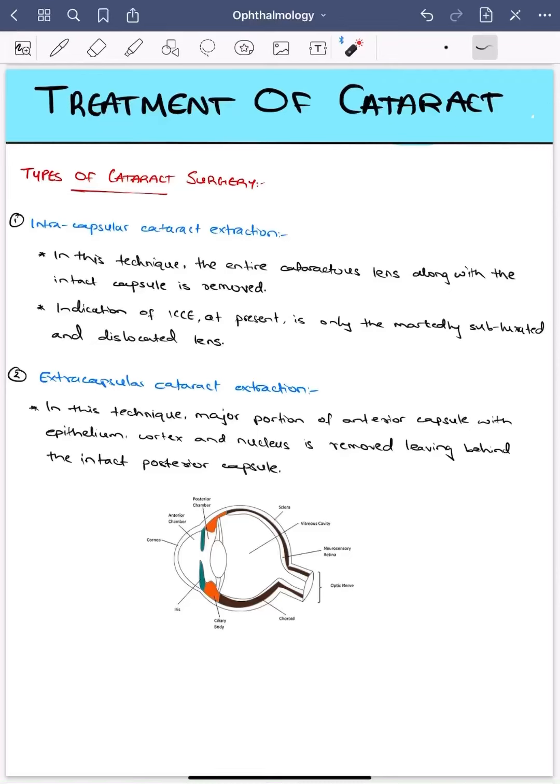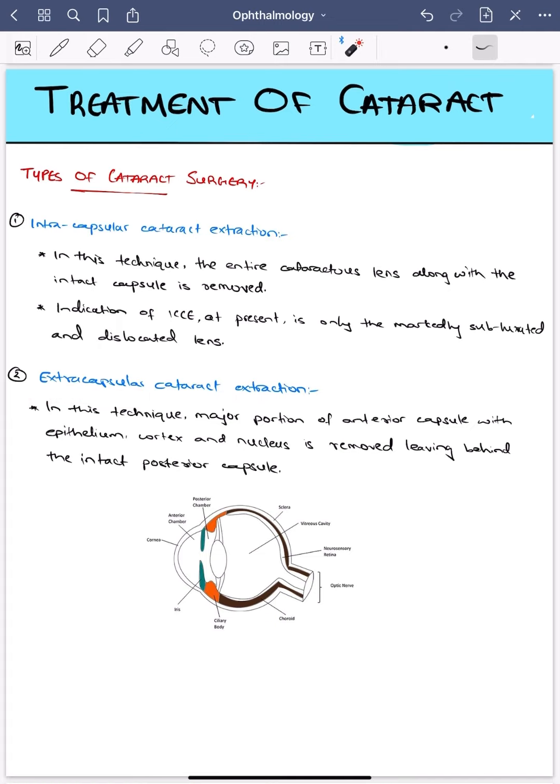In this lecture, we'll be discussing the treatment of cataract. Now, the final mode of treatment for cataract is the removal of the cataractous lens. Now, this can be done via two techniques. The first is the intracapsular cataract extraction, and the second is the extracapsular cataract extraction.